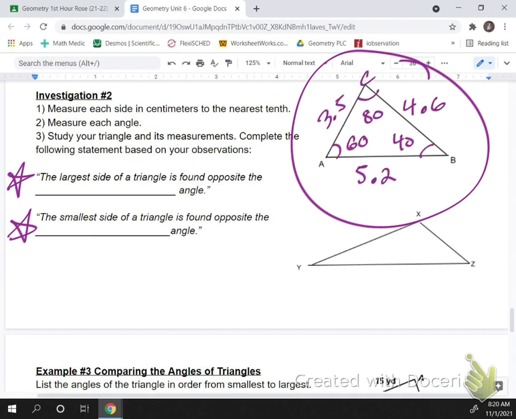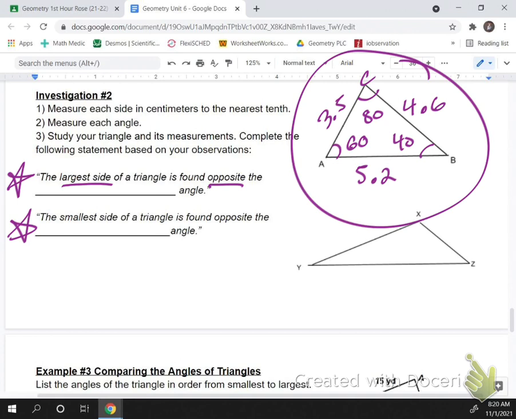Hey, let's talk about investigation number 2. So stop what you're doing. Put your pencils down, put your protractors down, put your rulers down. Let's discuss this. I took these measurements from this team over here. The largest side of the triangle is found opposite of which angle? The largest one. The largest angle.